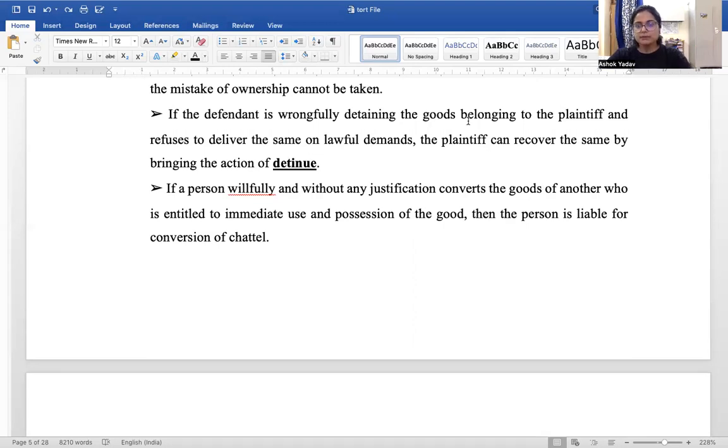So now how can you recover? You can recover the same by bringing an action of detenue. So the property which I'm holding is against the lawful demands. So now when you bring the case against me, it will be bringing an action under the tort of detenue.